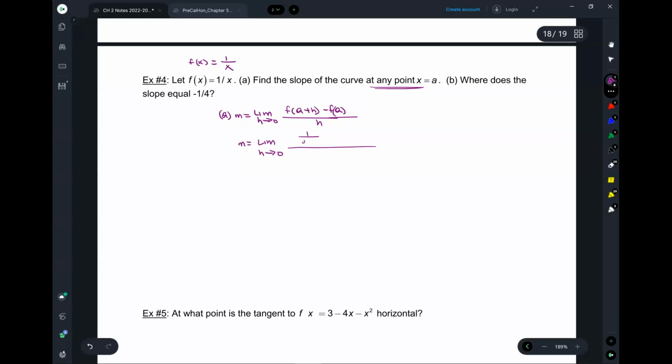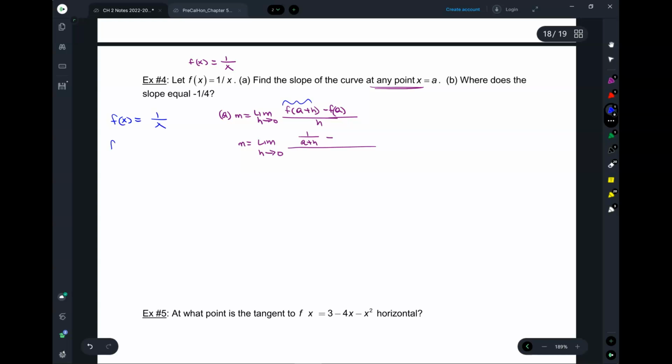a plus h. Wait, where did you get that? Because it's f of a plus h minus f of a. I know what a is. Wait, f of a, you're not supposed to know. Okay, f of x, we're given in the problem, is 1 over x.